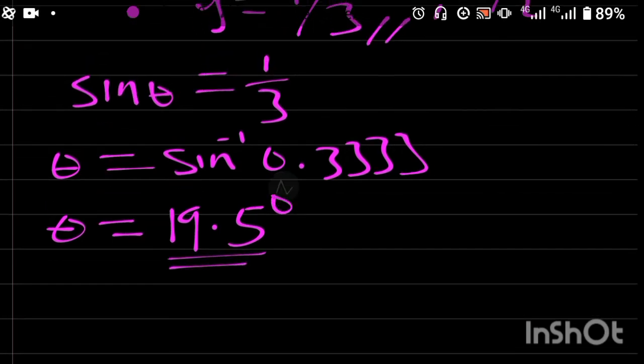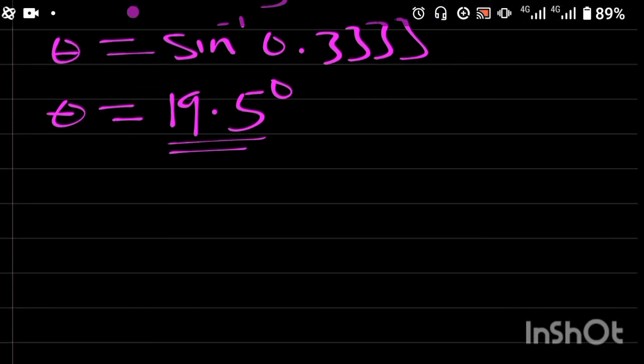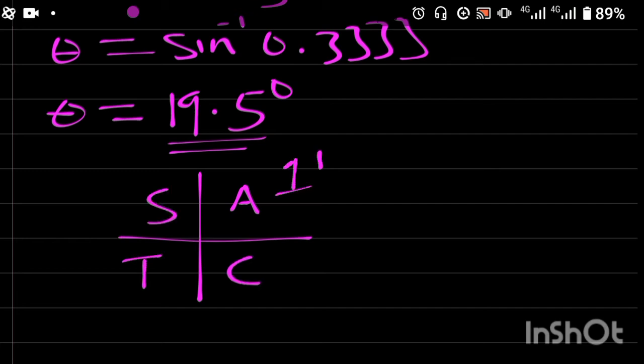But don't forget that sine theta is a positive number as gotten from here. And the value of theta ranges from 0 to 360. What are the other values of theta that can satisfy this condition? Now, theta is in the first quadrant. Don't forget your acronym, ATS. ATS. Starting from here, this is my first quadrant. Second here.